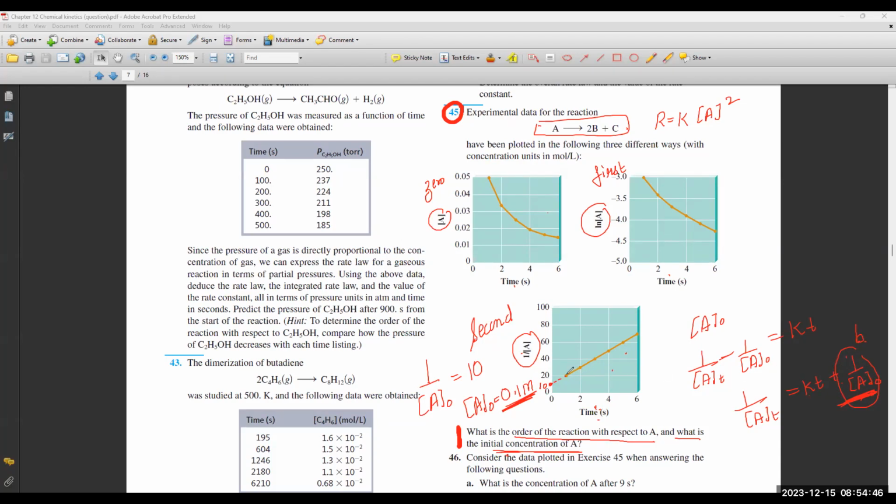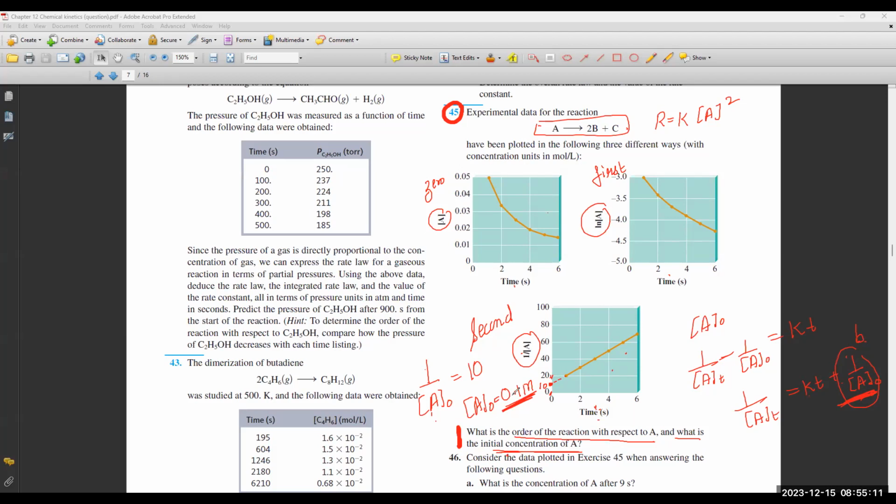So when you use a scale, then you are landing here in the center of 20 and 0. That is 10. So 1 over A naught is 10. A naught is 1 over 10. That is 0.1 molar. Is it okay? It's a good question.